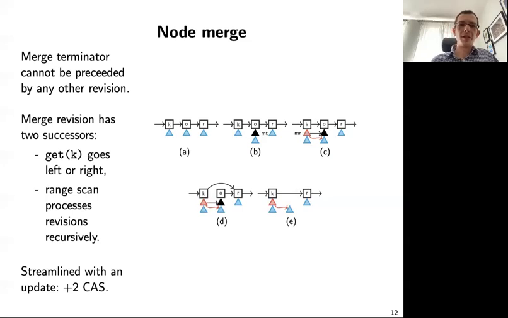Before I go to the next slide, note that a node merge operation prioritizes a node with a lower key, because whenever we encounter a merge terminator, we need to complete a node merge before we can carry on with other updates. The same goes for a node split operation. If we encounter, let's say, a temporary split node, we need to complete the node split before we can perform other updates. Such a consistent scheme is crucial to avoid live locks.